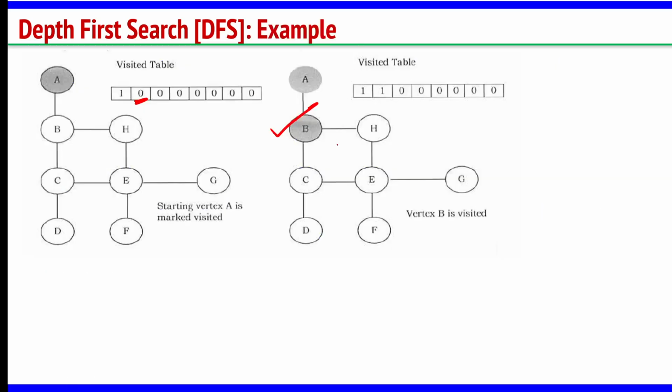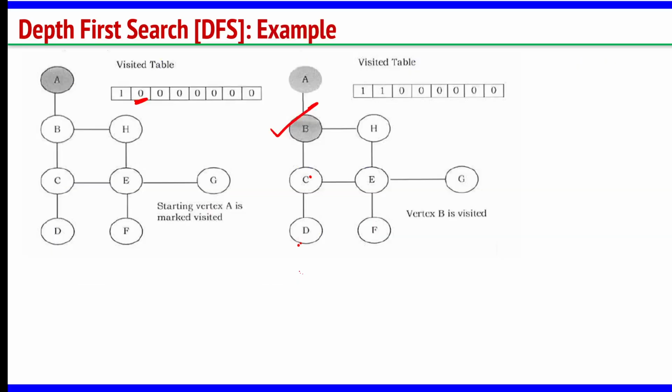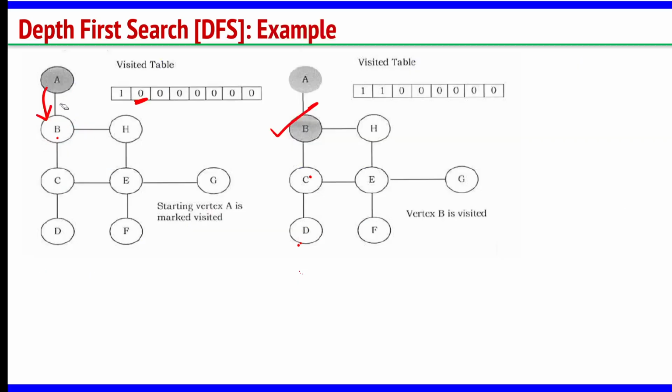Like this I am visiting C, I am visiting D. After D I do not have anything. If an edge leads to an unvisited vertex, then go to that vertex and start processing from that vertex. So, from A, if I am going to an unvisited one, visit it, no problem in that. That means the new vertex becomes the current vertex. Now B becomes my new vertex.